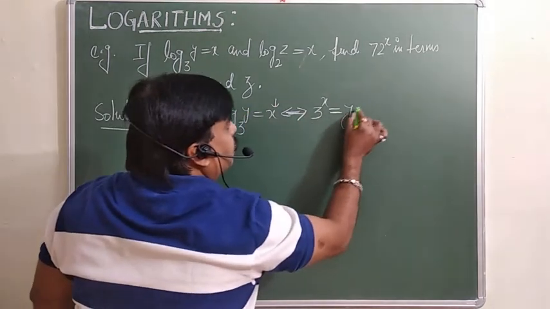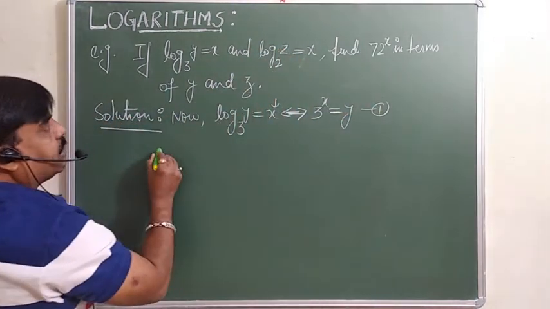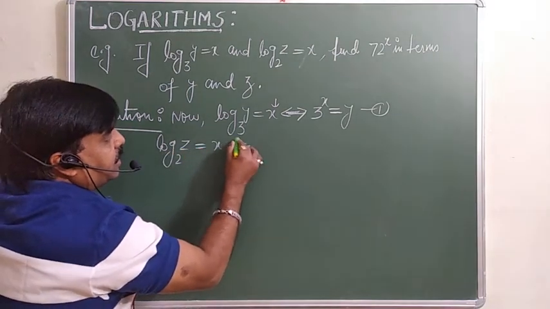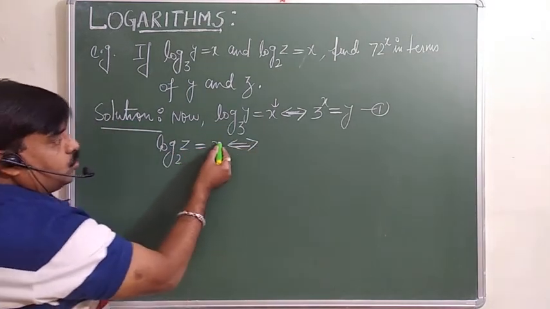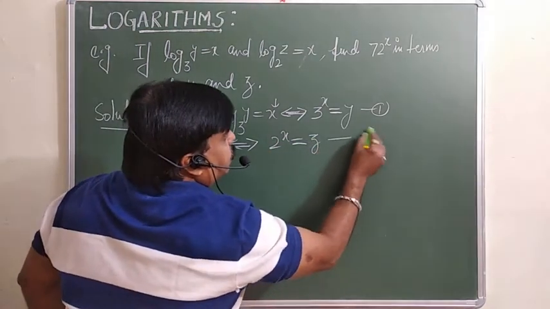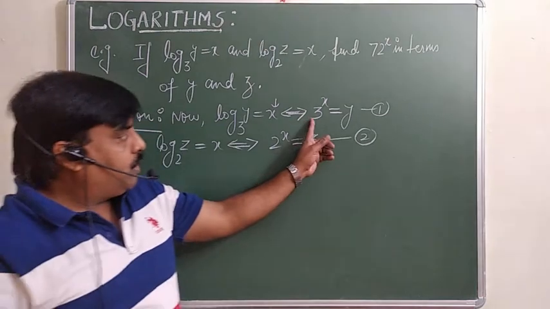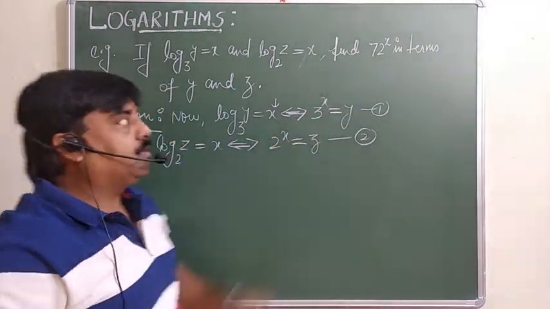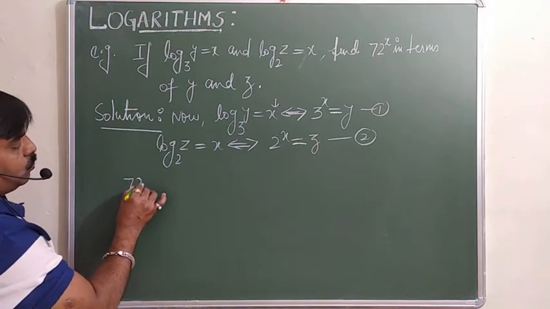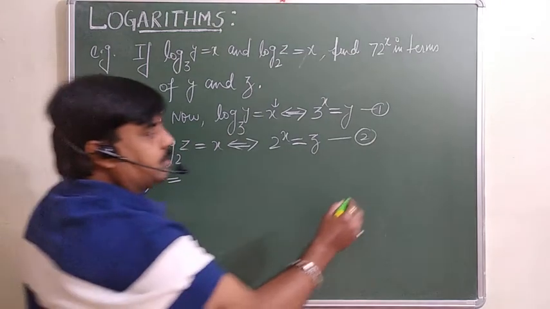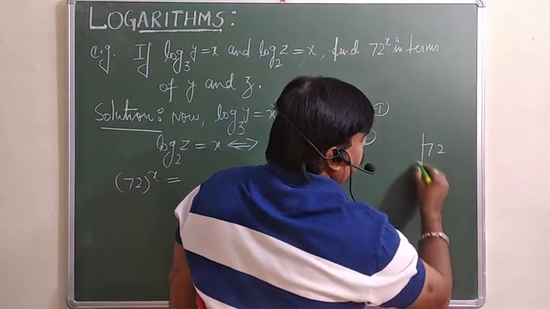Similarly, the other one can be written as log base 2 z is equal to x. In the exponential form, 2 raised to power x is equal to z. So we know the value of 3 raised to power x in terms of y and 2 raised to power x in terms of z. Now you can expand this one. This is 72 whole raised to power x. You are supposed to factor this 72, just write it in terms of 2 and 3.